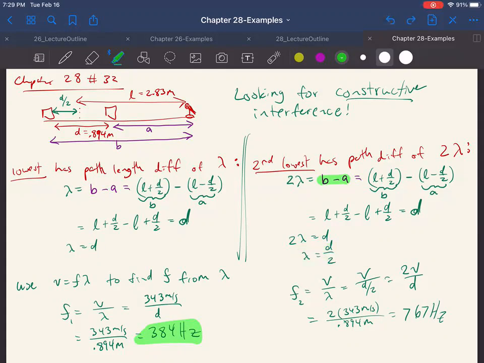And we go through and we get frequency 2, again using V equals F lambda. So we're using this same thing right here. V equals F lambda gives us F equals V over lambda, which is V over D over 2, which then dividing by D over 2 is multiplying by 2 over D. That gives us 2V over D. So the difference here is it's going to be twice what the other one was. It's going to be 2 times 343 divided by the 0.894 meters. And that'll give us the 767 hertz for that frequency.